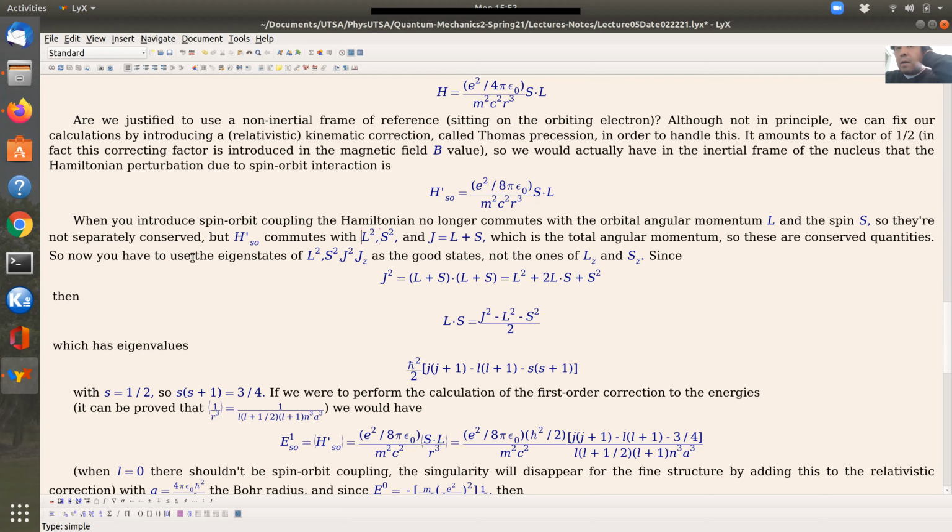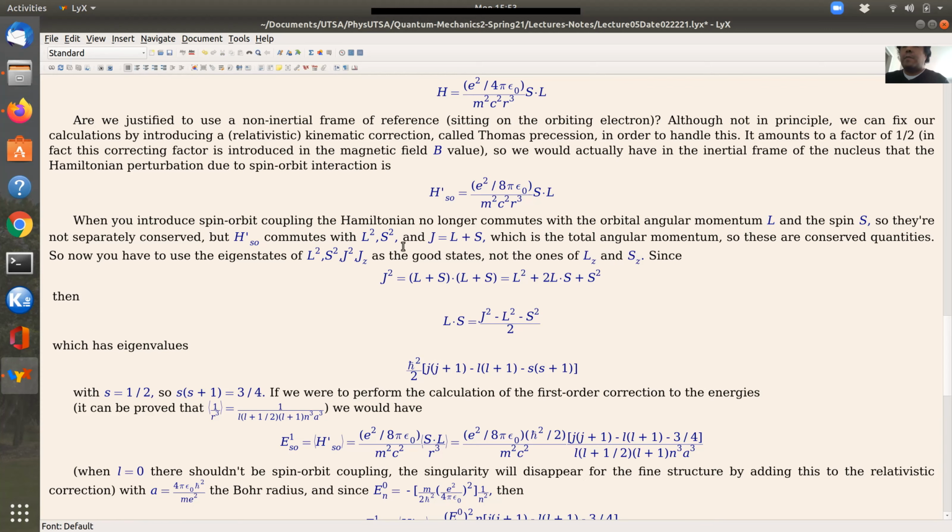So what you have to do now is to use the eigenstates of L squared, S squared, J squared, and Jz. Notice this is as when you had basically a single angular momentum, L. So this technique still holds as the good states. So, I mean, you cannot keep using Lz and Sz as a guideline for your good quantum numbers or your good states.